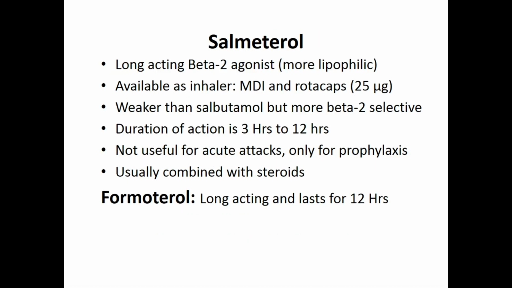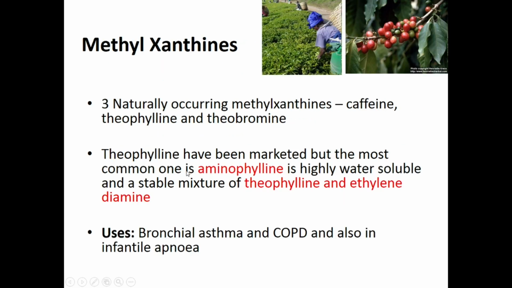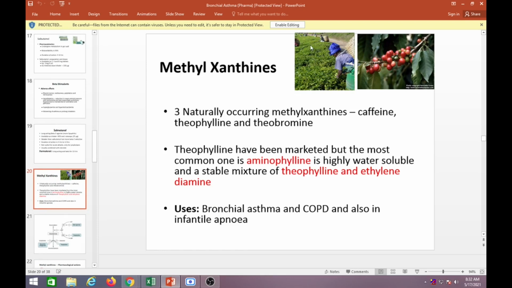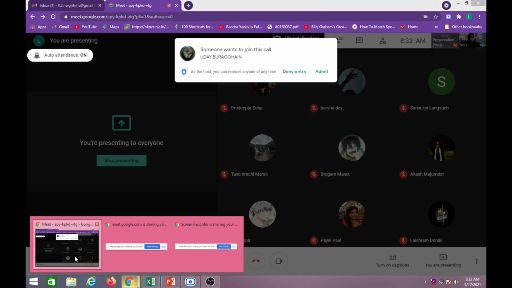Apart from salbutamol, we have another long-acting beta-2 agonist known as salmeterol. Then you also have formoterol. So salmeterol, formoterol, then salbutamol. The next bronchodilator, which is very important, is aminophylline. You see here tea, coffee. Then you have the methylxanthines.